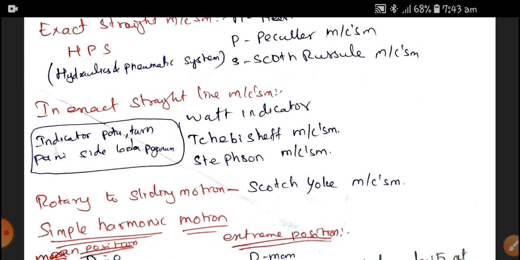Next is rotary to sliding motion. For that, the Scotch yoke mechanism is used.